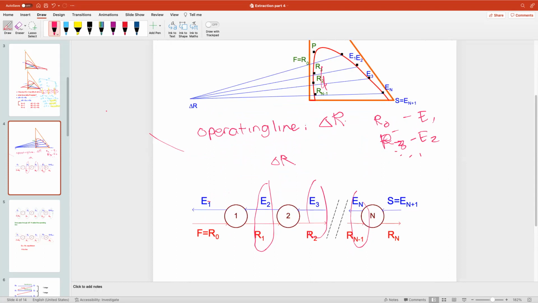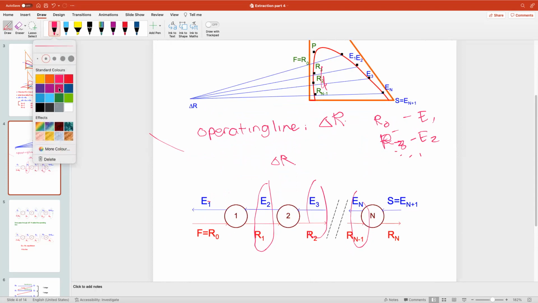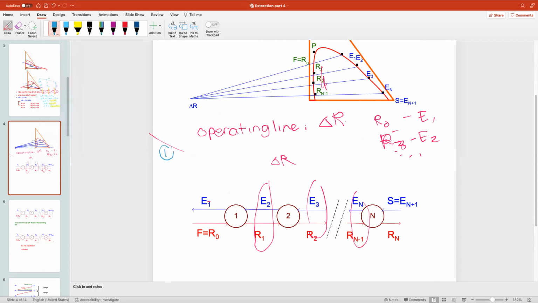Of course, equilibriums. So again, what you need to do is find the equilibrium correlation. It can be a tie line, or an XY curve, or tie line. And the second one, you want to find the operating line. So first you have the feed.